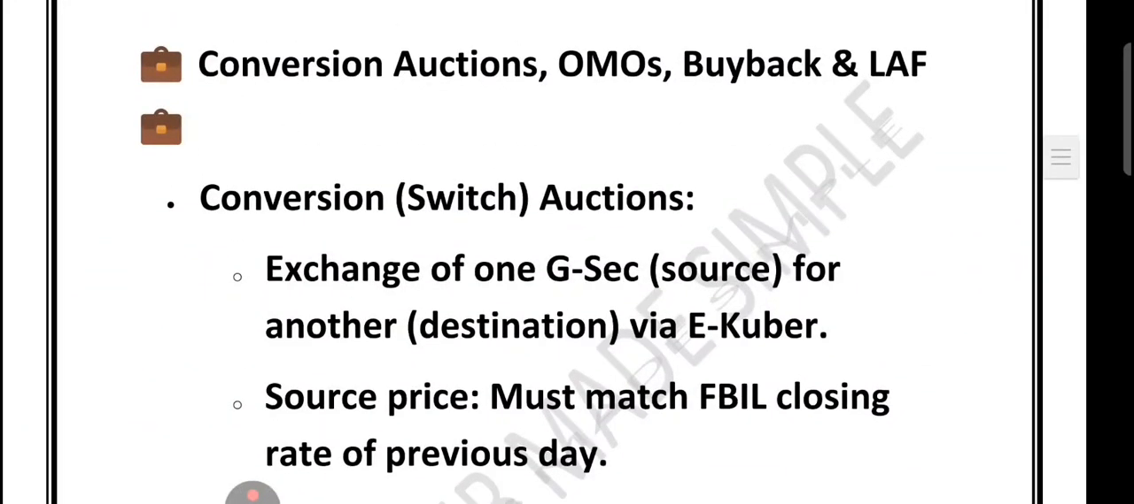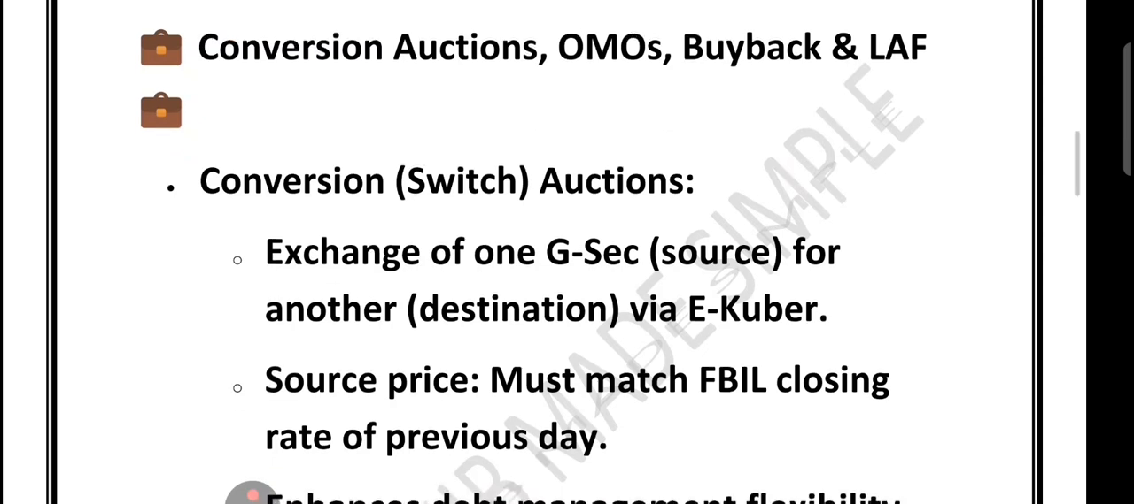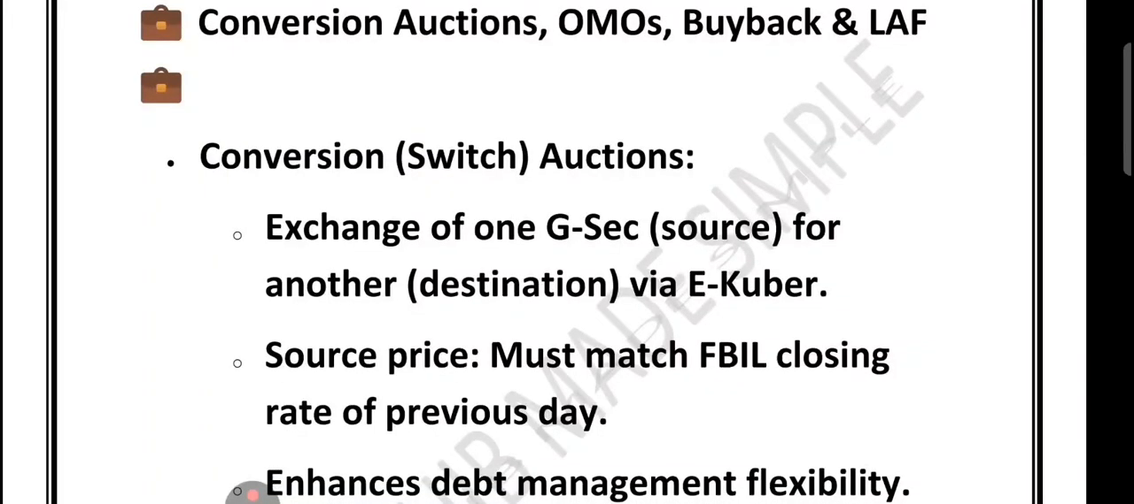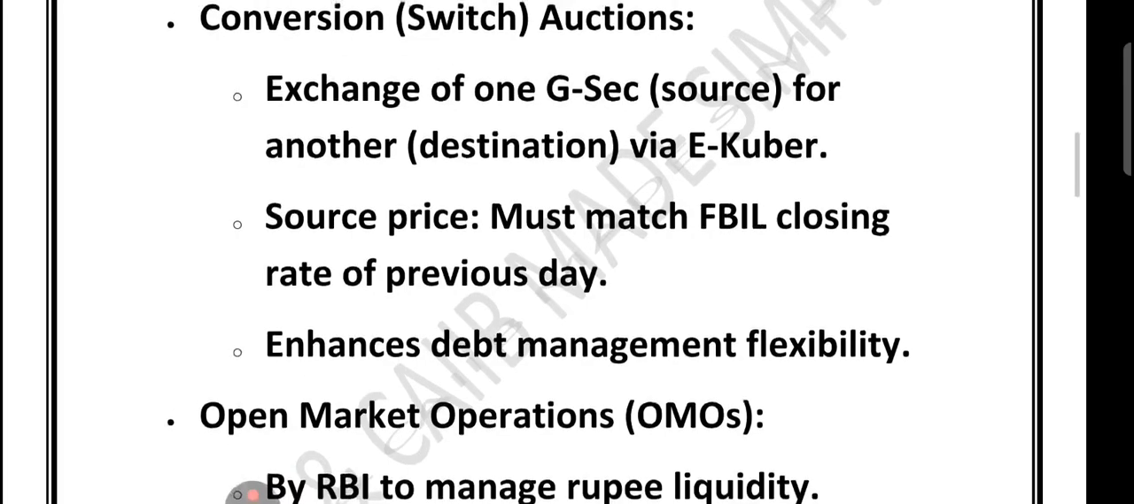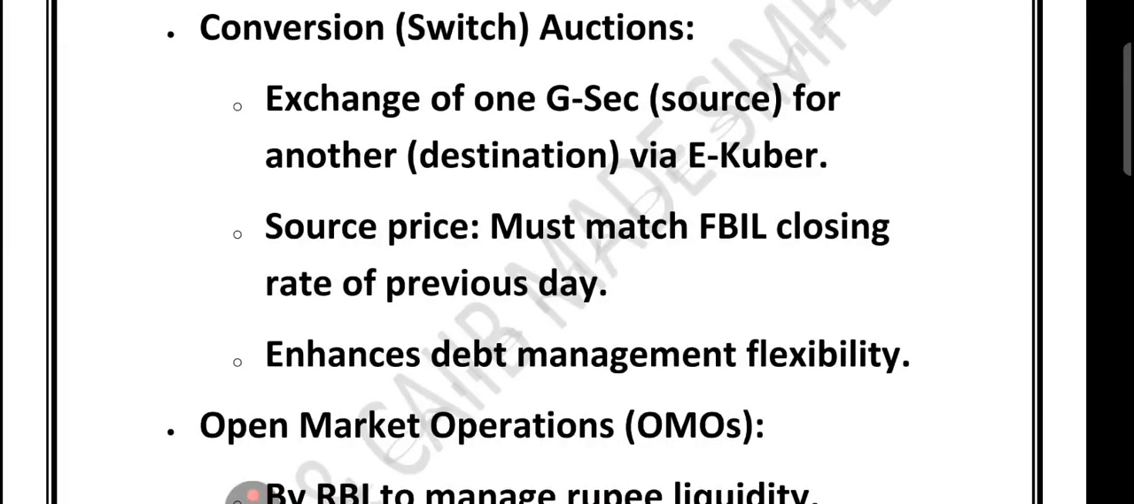Now let's come to the next slide. Now friends, these are very important tools. Let's break them down into simple terms, right? You can see the words conversion auction, OMO, buyback, LAF, etcetera. So first of all, let's talk about the conversion or switch auction. You can think of this as an exchange offer between two government securities, right? An exchange offer between two government securities.